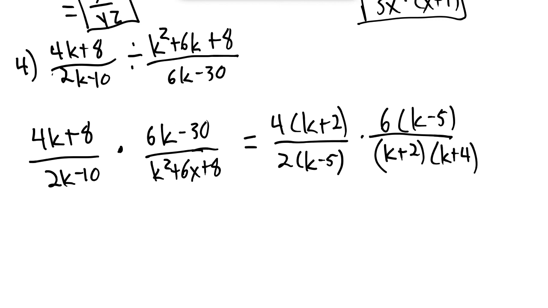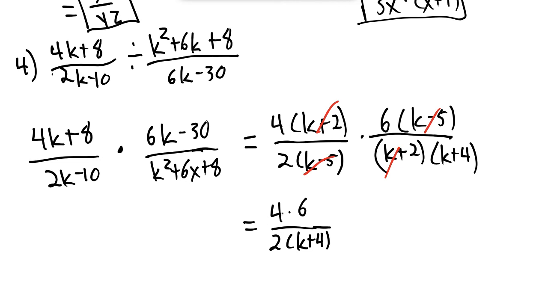Right, what do we have the same on the top and the bottom? We have a k plus 2 and we have a k plus 2. We have a k minus 5 and we have a k minus 5. So we simplify that down. We're left with 4 times 6 over 2 times k plus 4.